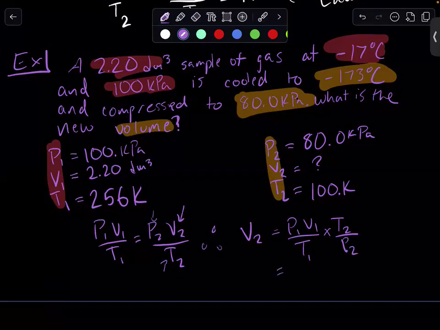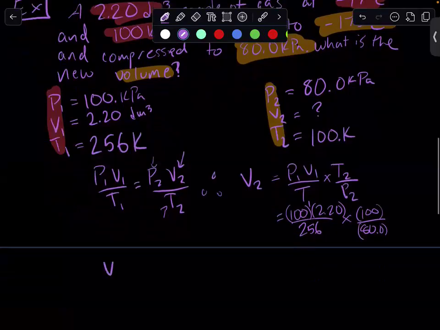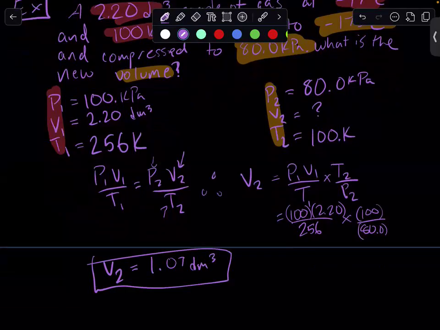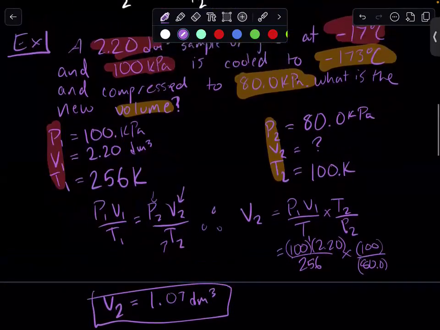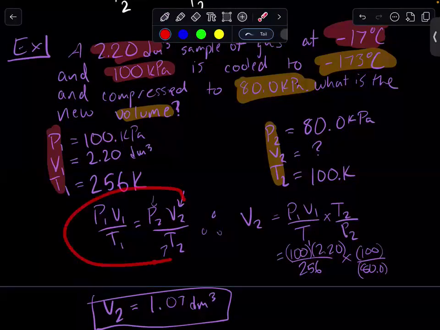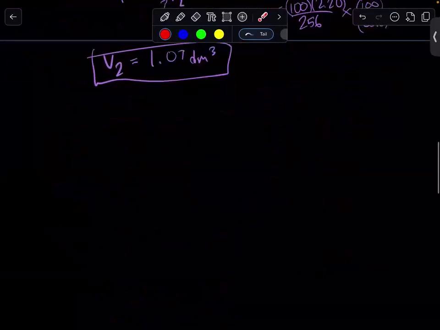So if we plug that in, we get 100 times our initial volume, 2.20, divided by our initial temperature, 256, times our new temperature, 100, divided by our new pressure, 80.0. When we plug all this in, you should get a volume of 1.07 decimeters cubed. So that's how you use the combined gas law. It's pretty self-explanatory. You use it just like your other gas laws. The only difference is now we have 6 variables instead of 4. So with that, let's move on to the ideal gas law.